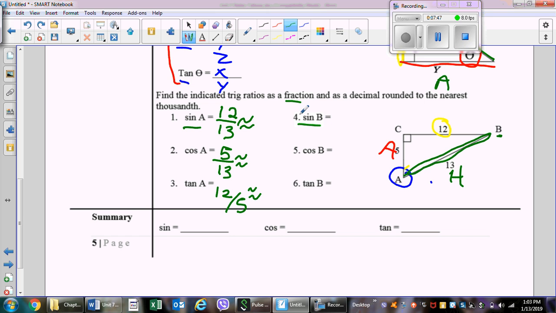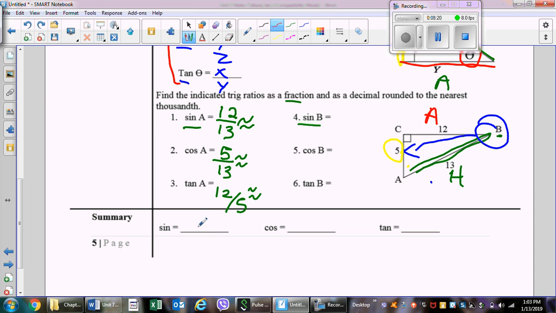And then the next thing I want you to do is sine of B. The opposite and adjacent are going to be different, because now I'm looking from the point of B. So what is opposite to B? Now my opposite is going to be 5, and my adjacent is going to be 12. That's what I'm going to use to write down the ratio here.